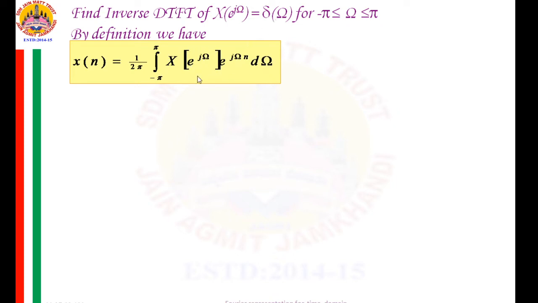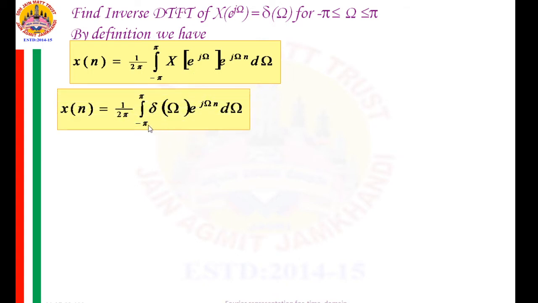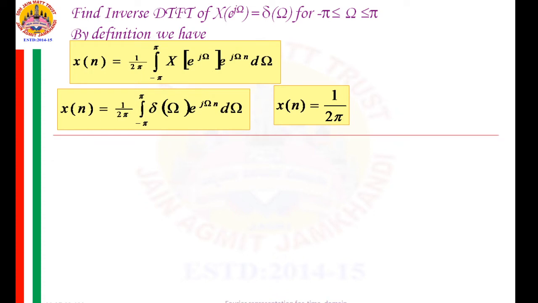So when you substitute delta of ohm in the expression, whose integration is from minus pi to pi, this entire integration's value will be equal to 1, because delta of ohm at n equal to 0, if you substitute here, is 1. So this entire integration from minus pi to pi is 1. Therefore x of n will become 1 by 2 pi. So we say that the IDTFT of delta of ohm is 1 by 2 pi, or if x of n is 1, then its DTFT is 2 pi delta of ohm. That we conclude from this expression.